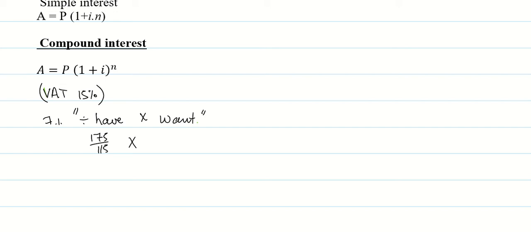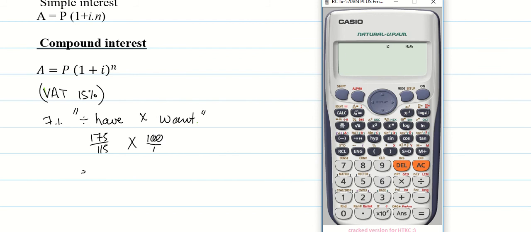And what do I want? I want only the original price, and the original price is VAT excluded, which is the 100% over 1. Then I do my calculations. This is simplification of fractions. So I can simplify, and then I would get 35 over 23, or I can simply just go to my calculator.